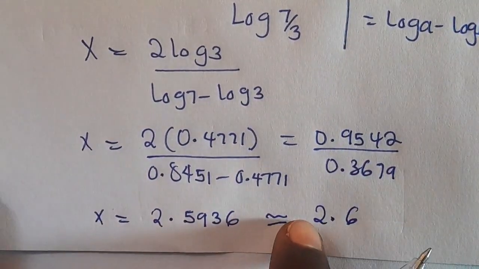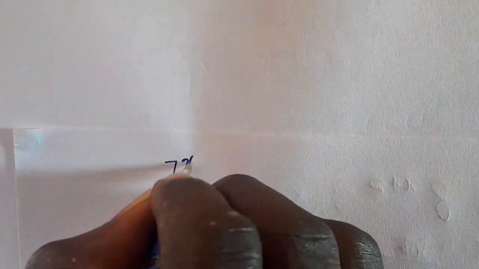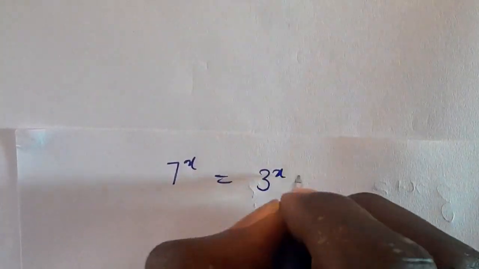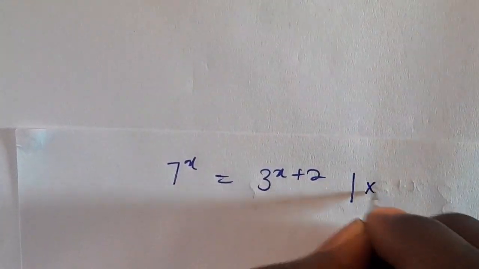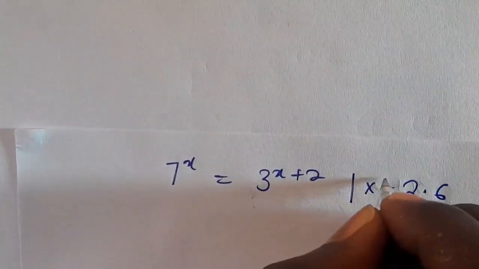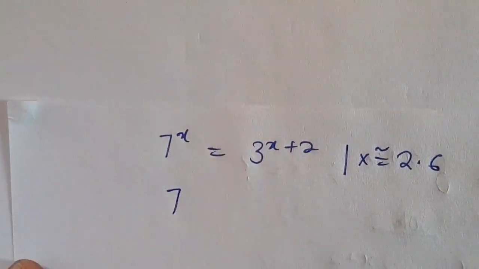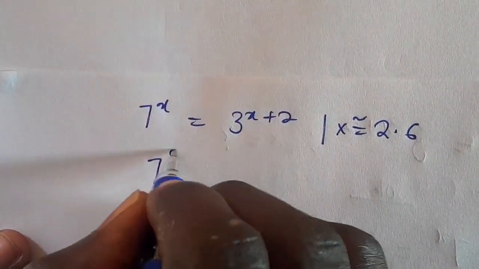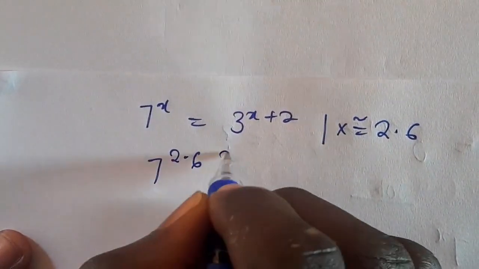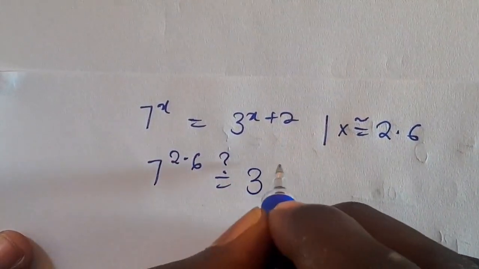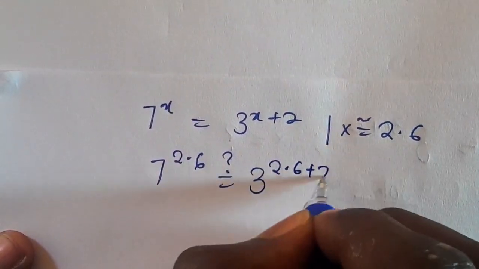Now let us check if the value we get will satisfy the problem given to us. So we have 7 to the power of x equals 3 to the power of x plus 2. Then when x equals 2.6 approximately, we have here to be 7 to the power of 2.6. Then is it going to be equals 3 to the power of 2.6 plus 2.